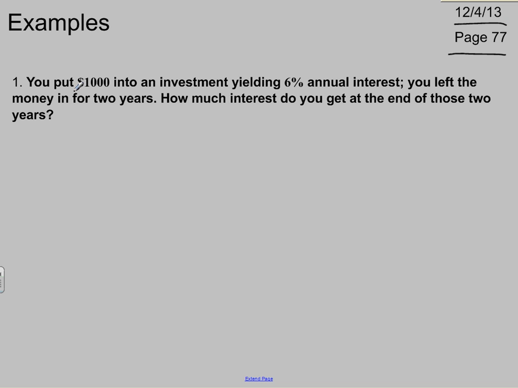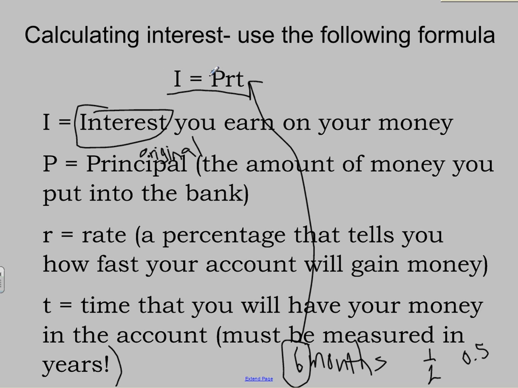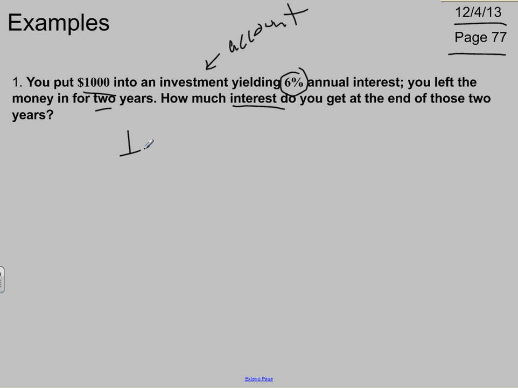Our first example, you put $1,000 into an investment, some kind of account, that's what an investment is, yielding 6% annual interest. You left the money in for 2 years, and the problem wants to know how much interest do you get at the end of those 2 years. If we look at our formula, I equals PRT, let me write that down, I equals PRT. Keep in mind that all of these are multiplying with each other because mathematicians are lazy, they don't want to write the multiplication symbol. So then we just have to plug in the numbers from our problem.